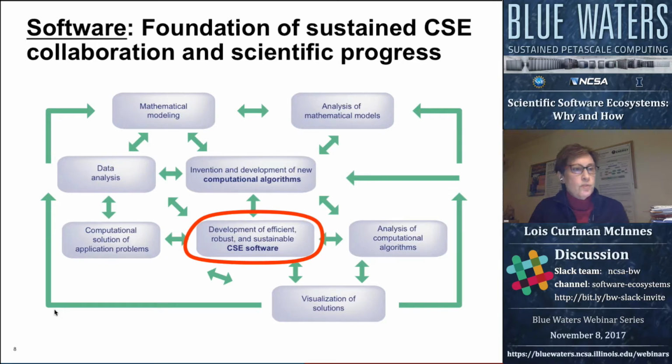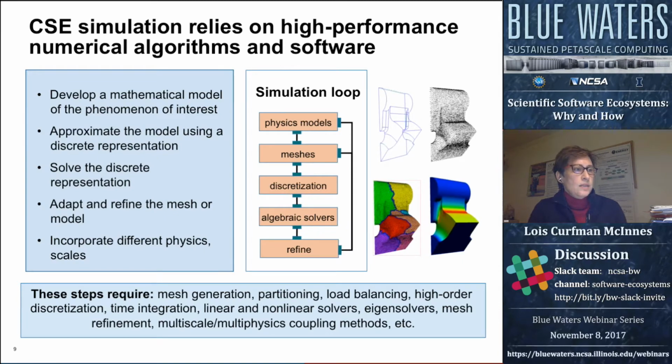A key point that comes through in this report, as well as a variety of other recent reports in the community, is that software is truly a foundation for sustained progress in computational science. It's really the vehicle by which we collaborate, and it's where we encapsulate our work in algorithms and data structures. So as you can see in this diagram, CS&E software really is in the middle of all that we're doing as a community. This next slide shows a simple cartoon of some of the kinds of phases in computational science simulation.